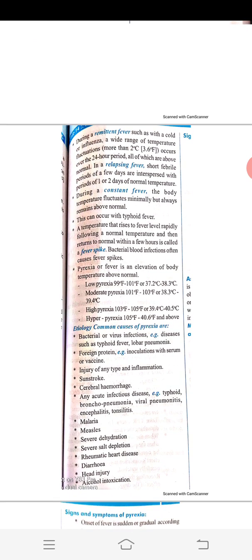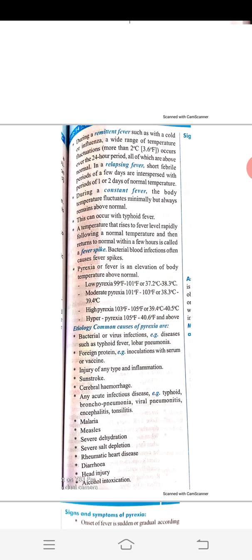Then etiology or common causes of pyrexia. What are the common causes of pyrexia? Some of the common causes are when the blood is infected by bacteria or a virus, for example typhoid fever. Any foreign proteins being taken, such as a vaccine or serum, and cerebral hemorrhage.